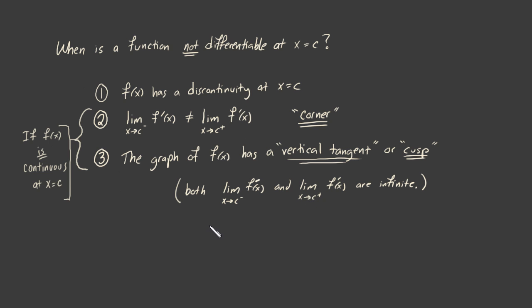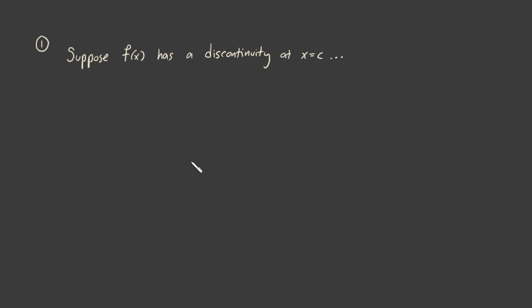But why? What's going on in each one of these cases that forces our function to not be differentiable there? I want to look at each one of these things in turn in a little bit greater detail so that we understand exactly what's going on. So first, suppose f of x has a discontinuity at x equals c. Why must f be not differentiable there?